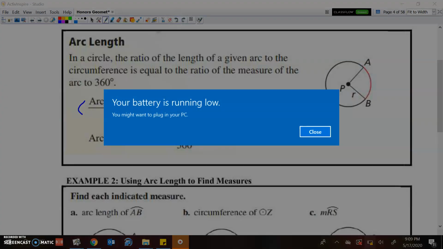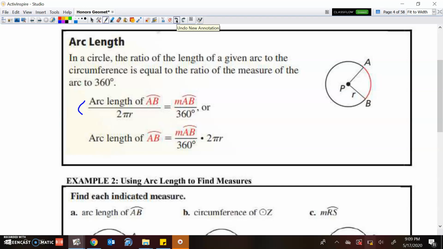So we have a proportion that is set up here. I don't know if you saw that my battery is running low. Let's take a look at what this is saying here. So I'm going to plug that in real quick. So just pause first. All right, so we're back.